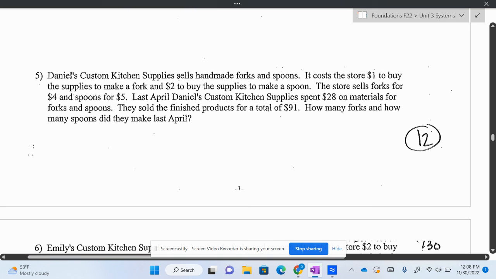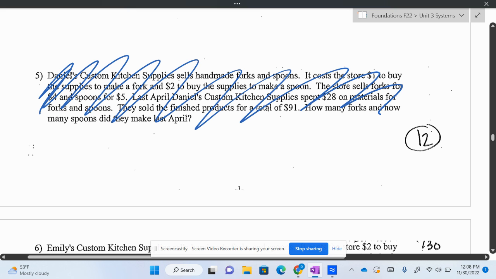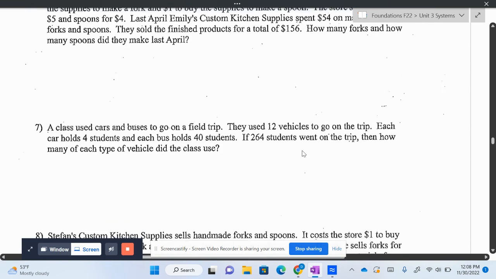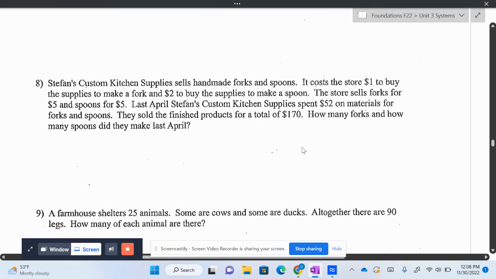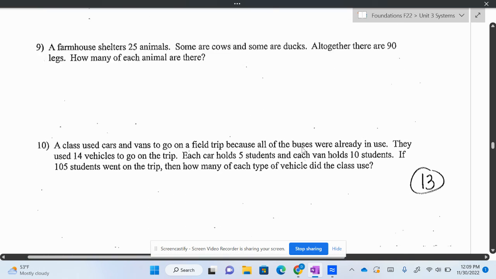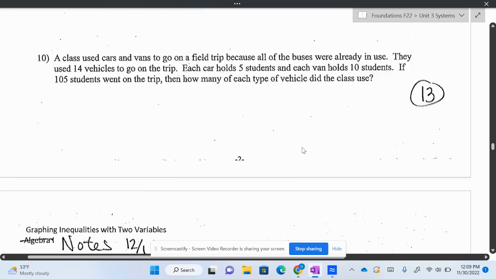Didn't you already have one? We're going to cross off number 5. It's just like number 1. Okay. Vans and buses. What is up with the handmade forks and spoons? Who even likes handmade forks or spoons?